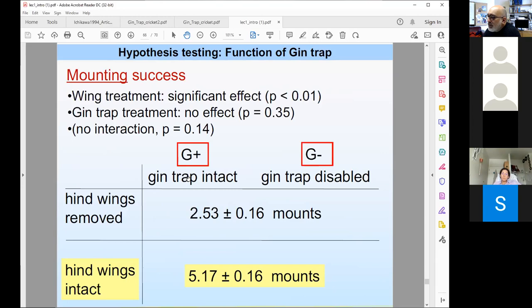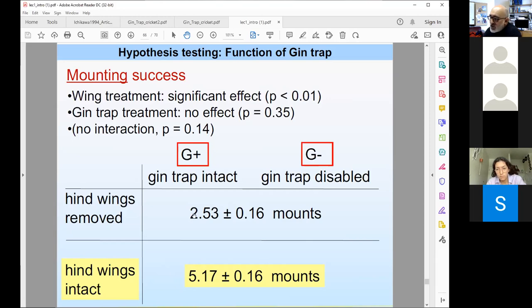And here are some broad results. So the first is that the wing treatment was the most statistically significant treatment. And I'm going to show you a graph in a second about this. But basically what that shows you is that males that had intact hind wings were more successful in terms of the number of mounting attempts by females than males that had their hind wings removed.